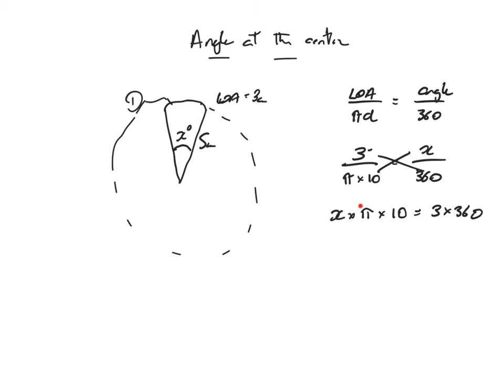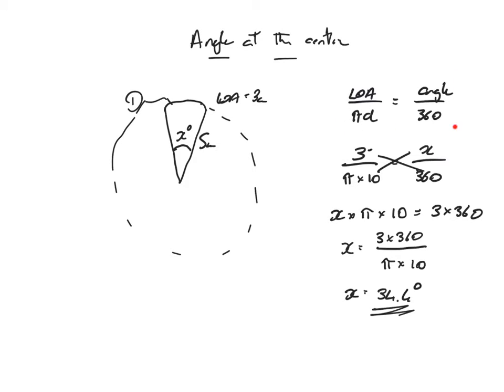Next move is to bring the pi times 10 down and divide. That will give me x equals 3 times 360 over pi times 10. Enter that in the calculator. To one decimal place then, that is 34.4 degrees.